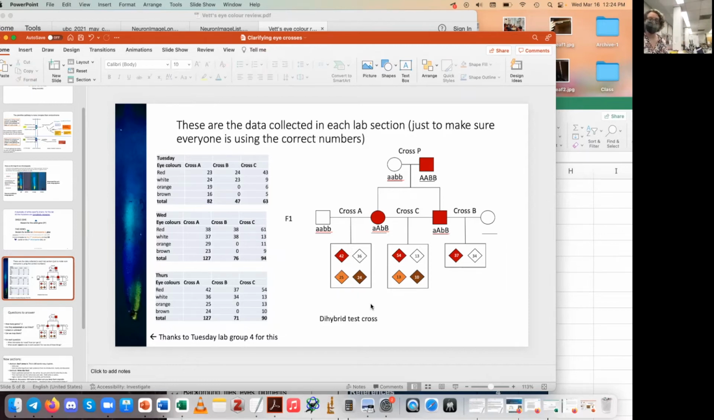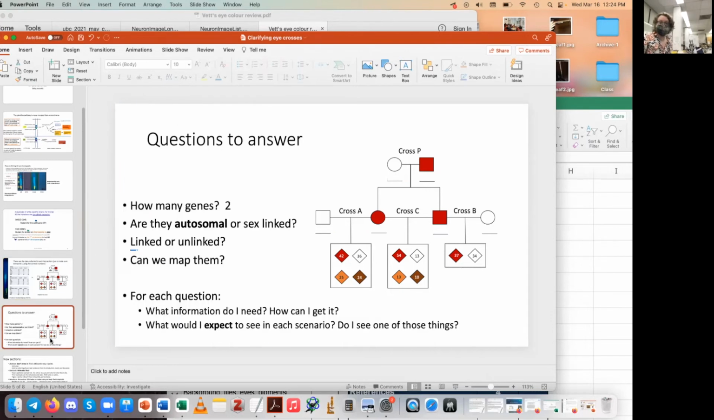Are there any questions about how to work that out? You good? We good? Online? Everybody happy? Okay. So that's the answer to this question. They're linked. They're linked because we see recombination here, and we do not see independent assortment here. Which means we can map them.